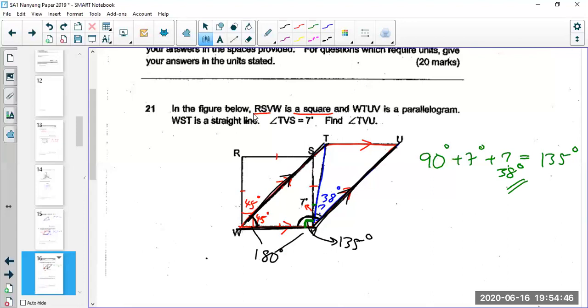Got it? So this one is a bit hard. But again, if you know the property, what property? The angles between two lines that are parallel add together to 180 degrees. Then you can solve harder problems already. Okay, all right, so copy down. All right, any question, you let me know if there's any question. Okay, done. Okay, clear so far?